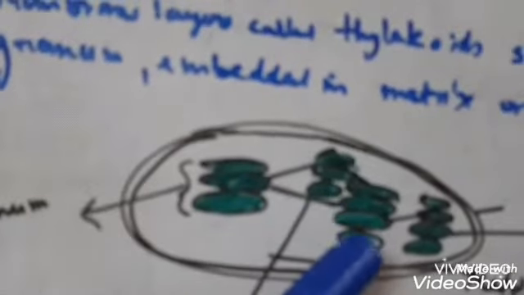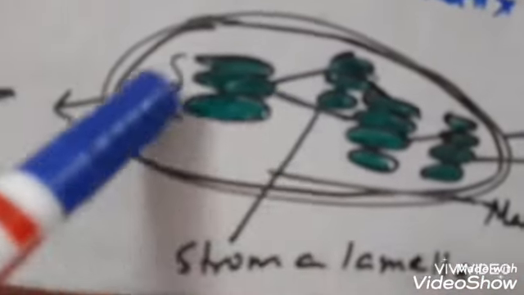So thylakoids are stacked together to form a granum. Each individual granum is connected to the others by stroma lamella. So stroma lamella is this one, the structure connecting the two grana. Clear? And you can see here, this is the matrix. So this is the structure of a general plastid. Plastids help in photosynthesis, you know.